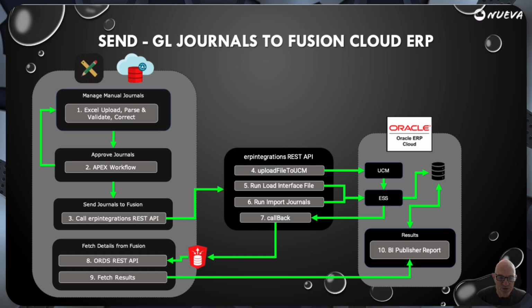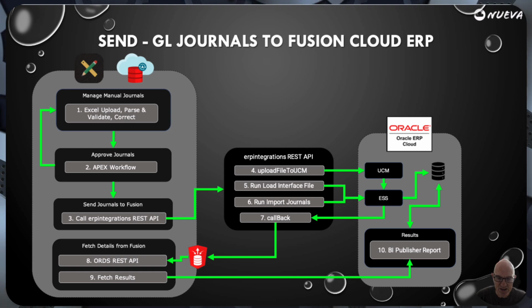Once it's approved, we're going to call the ERP Integrations REST API. And that's a Fusion web service that handles a bunch of stuff for us. So we send a base64 encoded zip file to that REST API, and we also send it a URL for a callback. And we talked about callbacks in a previous episode of this series.